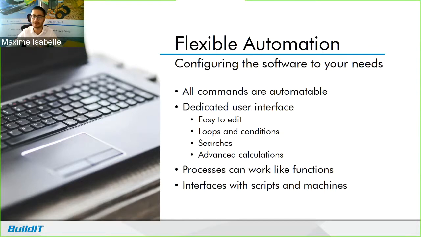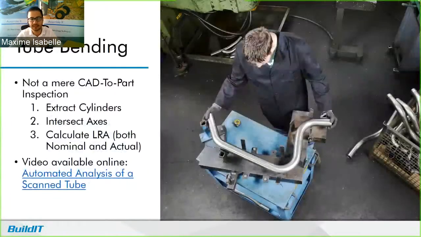A great example of this is actually tube bending. We have a client that inspects their exhausts with BuildIT, and it's not as simple as doing a CAD to part inspection. It's not just comparing the points to the surfaces. In fact, it's a lot more sequential, and it's pretty niche as well. So instead of having a dedicated software that's just not BuildIT, what we did is we created a process.